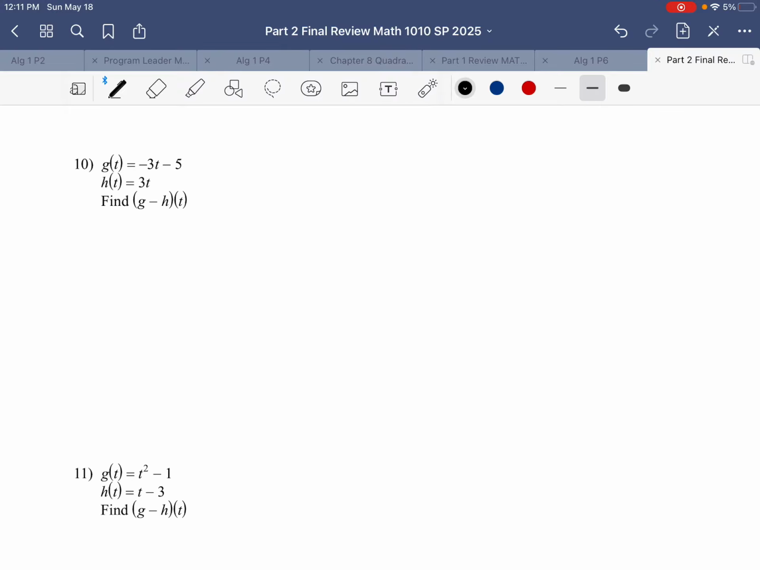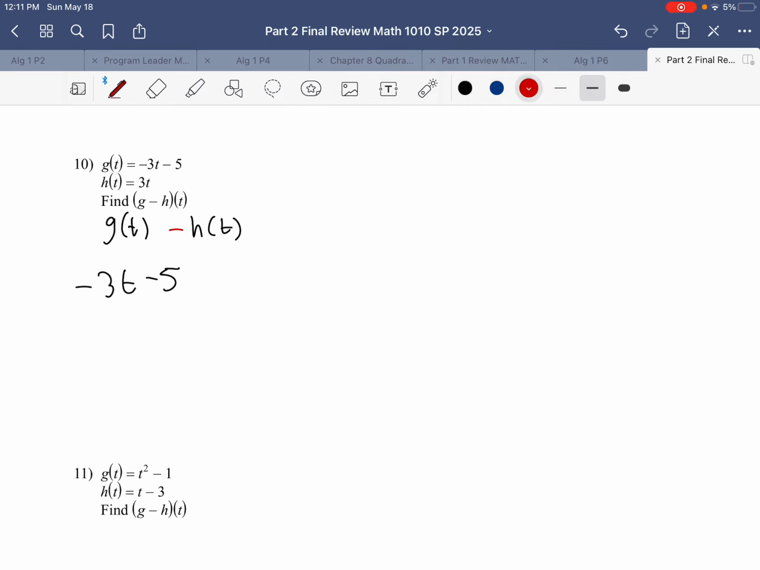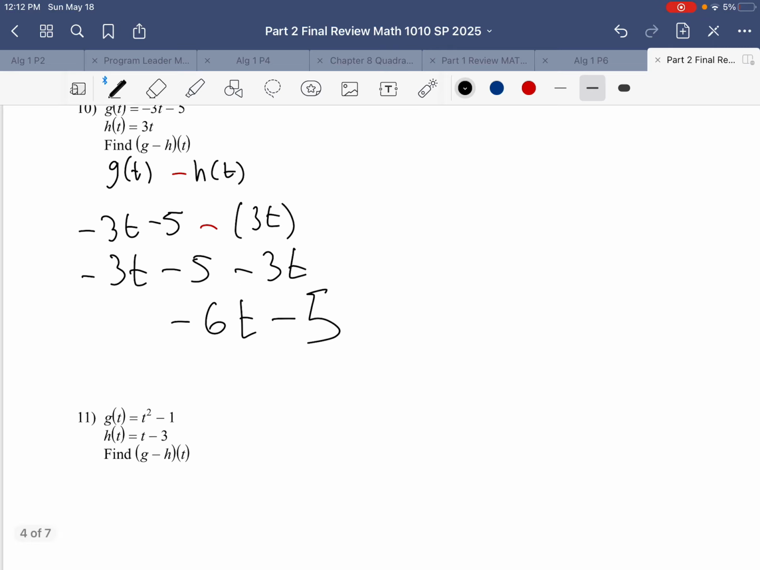In number 10, we're going to be subtracting. So I actually like to rewrite this one too, like g of t, and it's minus h of t. G of t is negative 3t minus 5, and I'm subtracting the 3t. I mean, there's only one term here, but if this was like plus 3 or minus 3, I think it helps to write the subtraction, and then it's like you're distributing the negative. Negative 3t minus 5 minus 3t, negative 6t minus 5.